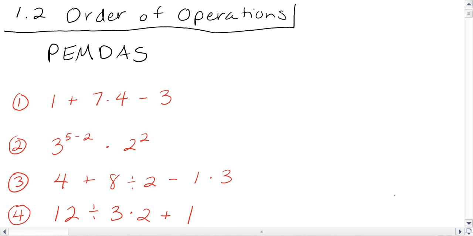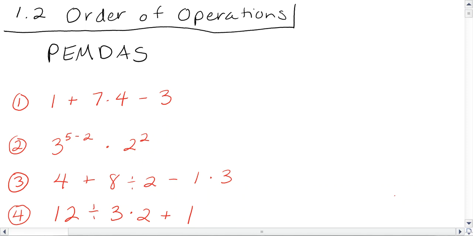In your summer packet, you'll see a review of the PEMDAS concept, where you do inside parentheses and brackets first, next is exponents, then you do all multiplying and dividing in the order you come to them from left to right. The last thing we do is add and subtract in the order we come to them from left to right.